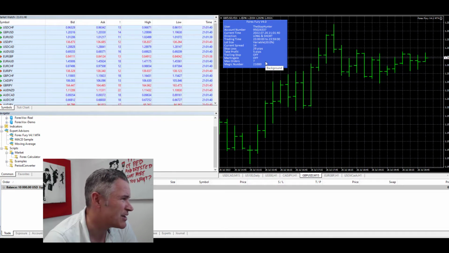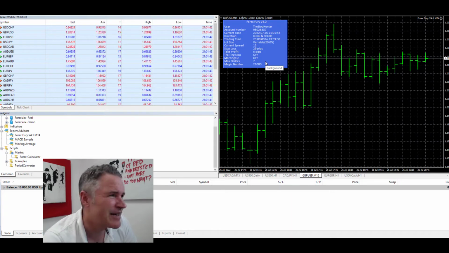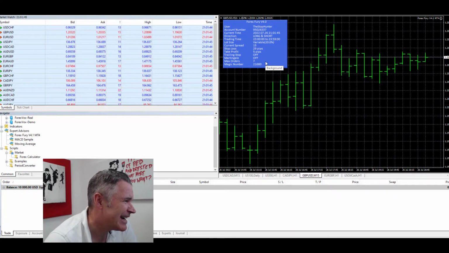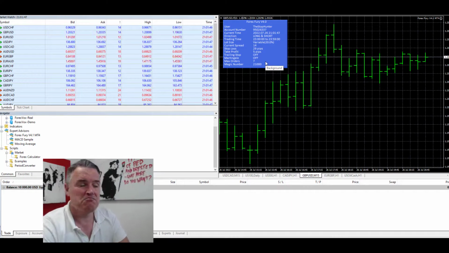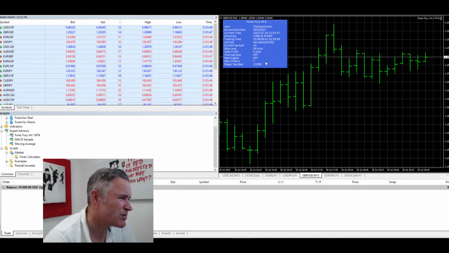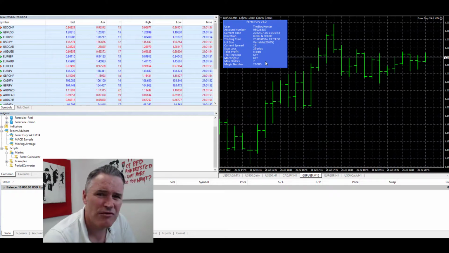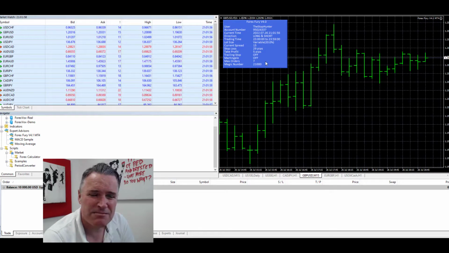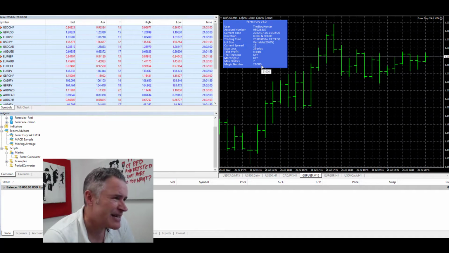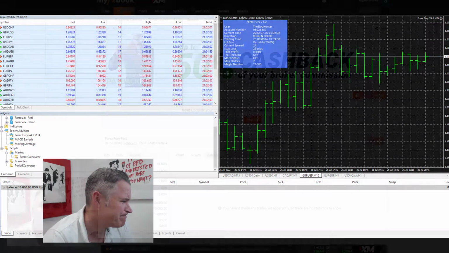But so far so good. I'm really excited to see if we can get some money out of this robot. Very professional process so far from the Forex Fury team to get me to this stage already, so reasonably happy. I'll be even happier if I make some money. So there you go, that's the setup completed.